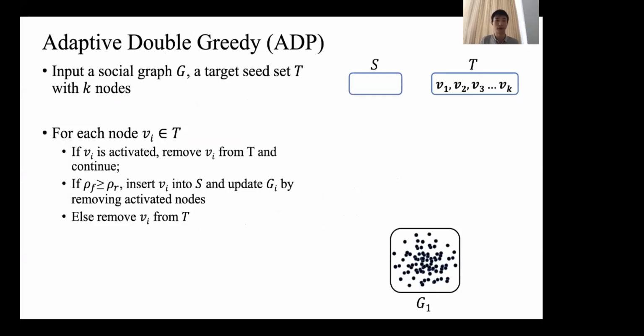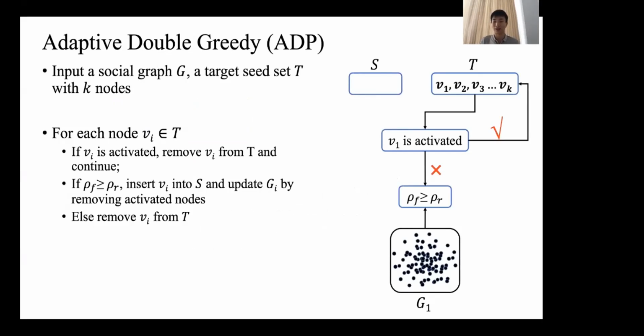So here is our adaptive double greedy algorithm. The key difference is that we also examine whether this node is activated or not. If yes, we just remove it and continue. Otherwise, we compute the two functions and compare them. If removing generates higher profit, we just remove it. Otherwise, we keep it and add it to a set S. After that, an important procedure is to wait and observe who is influenced by this seed user.